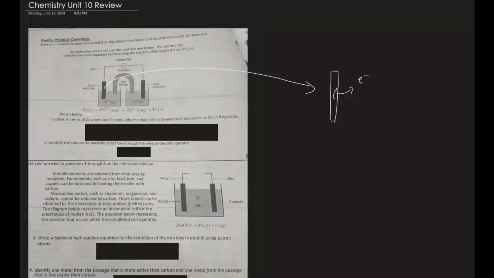And you can see this in the equation, right? You have zinc solid going to zinc plus 2. Now this plus 2 means that it's lost 2 electrons. And so the mass of the zinc electrode decreases as it operates because it is oxidized.